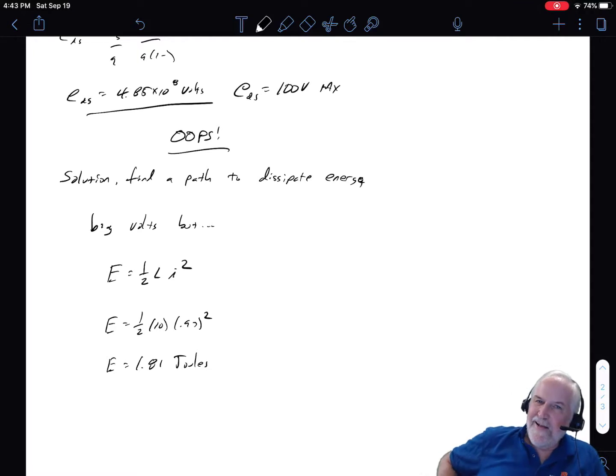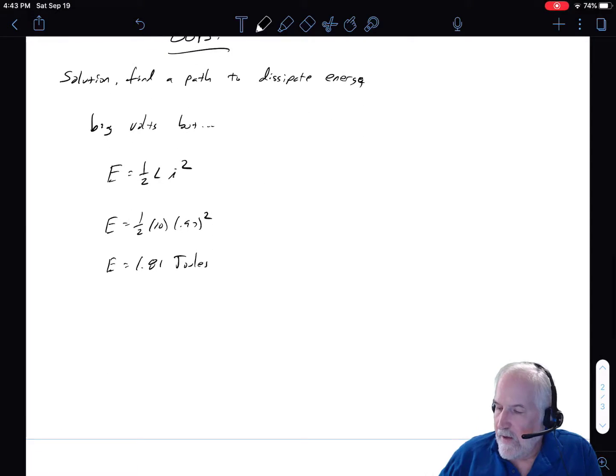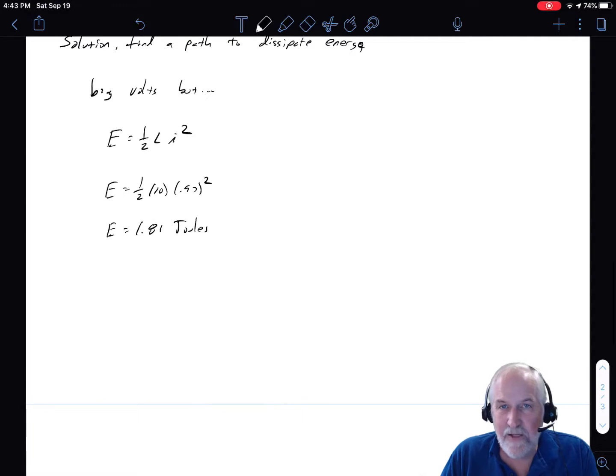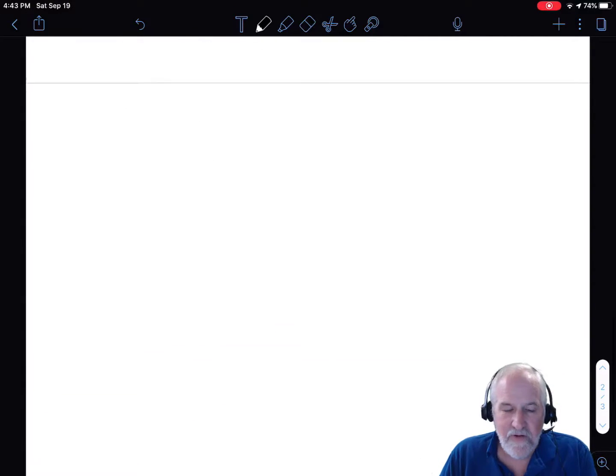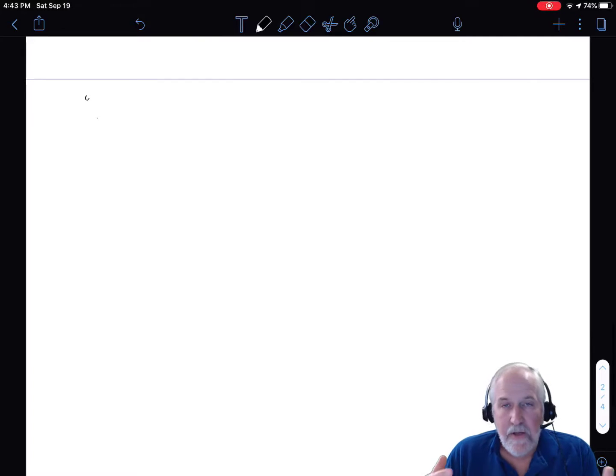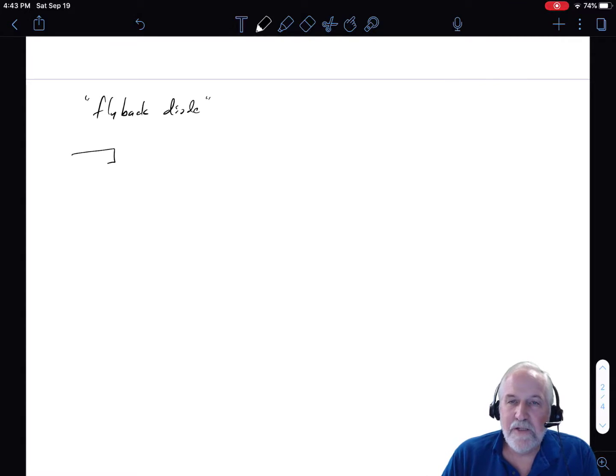Okay, so it's not a lot of energy. A joule is not a big unit. But we do have to get rid of it somehow, right? And that's the problem, it's there, and then we have no path for it all of a sudden when the FET opens, and we have to dissipate it. Well, it turns out there's a very easy solution to this. This is sometimes called the flyback effect, and we fix it by something called the flyback diode.